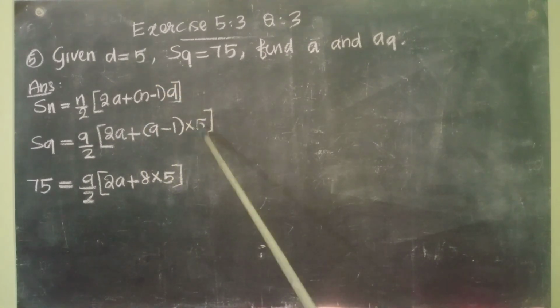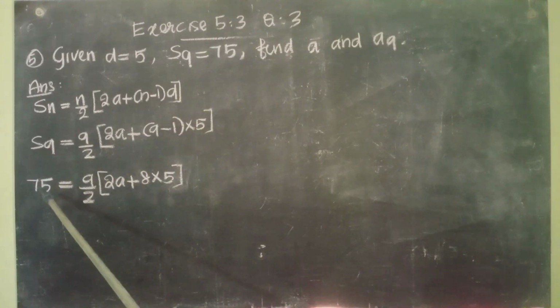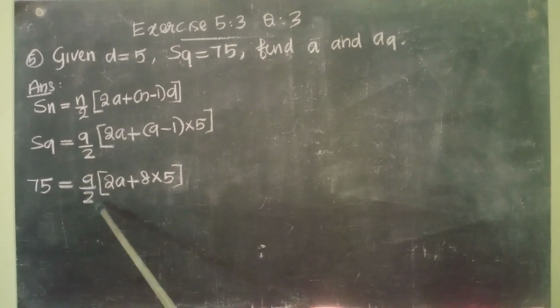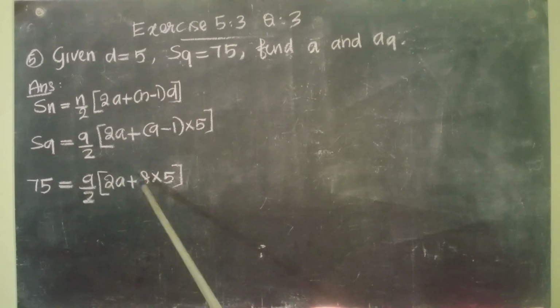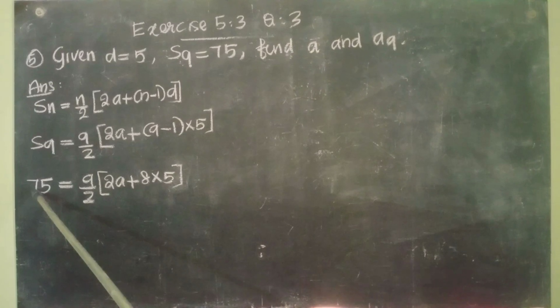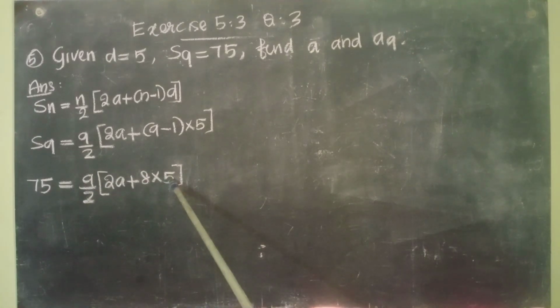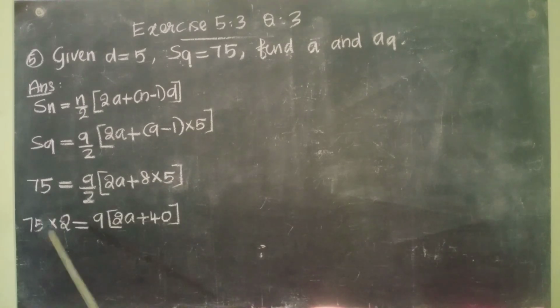Here d is given 5. n is 9. So S9 is 75. So we can write 75 equal to 9 by 2 into 2a plus 8 into 5. In this step, this divided by 2 we can take to left side. It is becoming into 2. Here 8 into 5 that we can multiply. It is 40. So 75 into 2 equal to 9 into 2a plus 40.